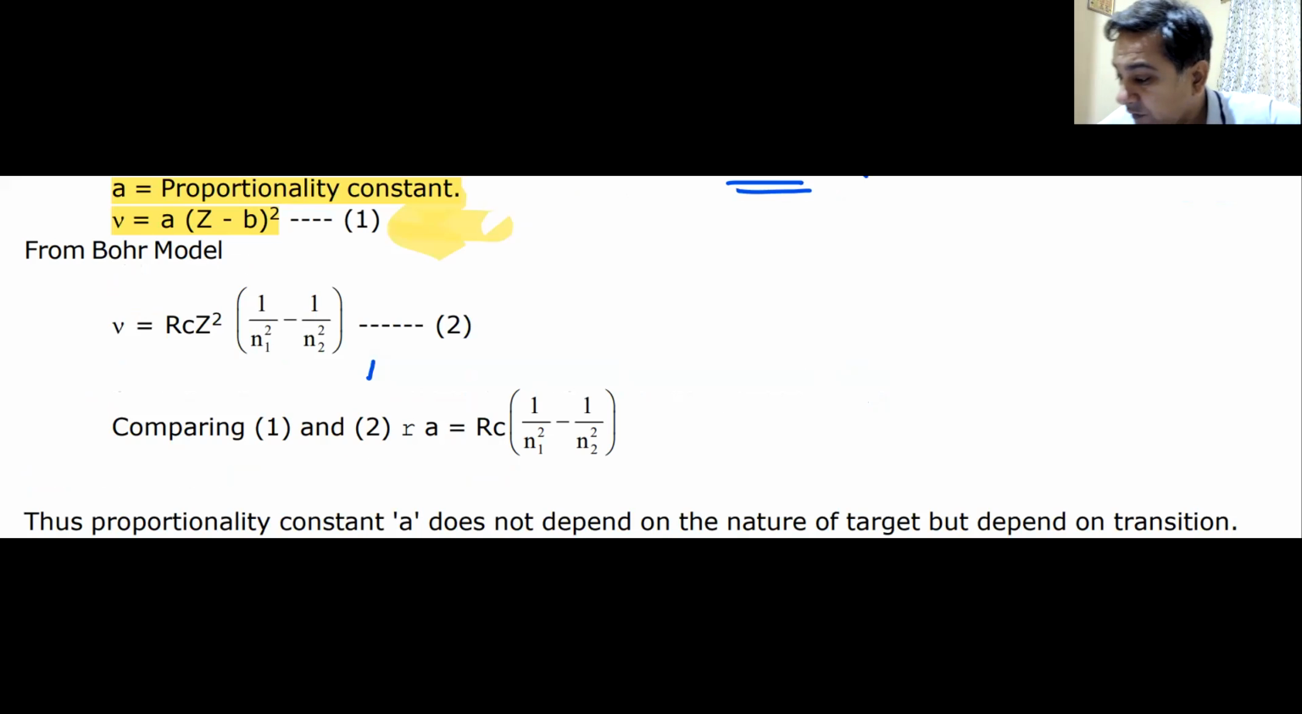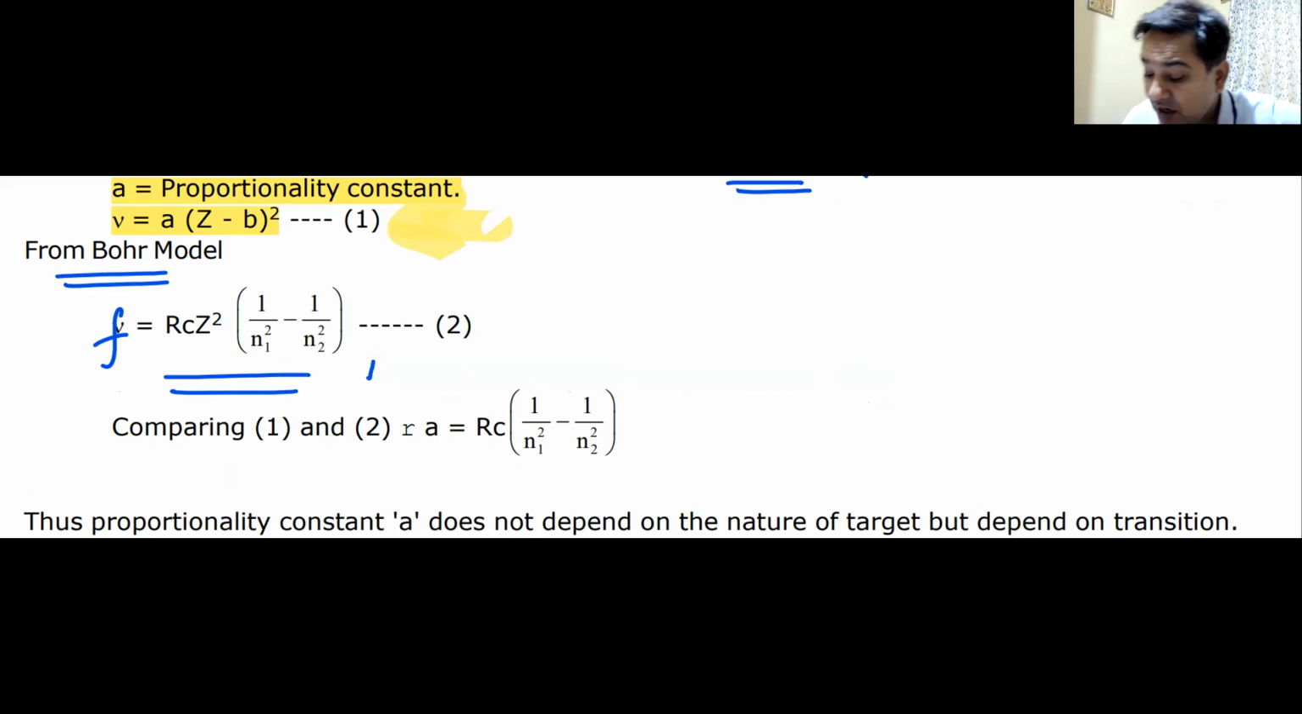Bohr model. Have you studied this Bohr model? Yes or no? Yes, sir. From this Bohr model, you have seen that when it makes a jump from a higher to a lower shell, you have this equation: R C Z square, R standing for the Rydberg constant, C for the speed of light, and Z for the atomic number, times 1 by n2 square minus 1 by n1 square. You will remember this Bohr model. Now you have the Moseley model. If you compare both these models, you will get to know that the value of this A will come out something like this.